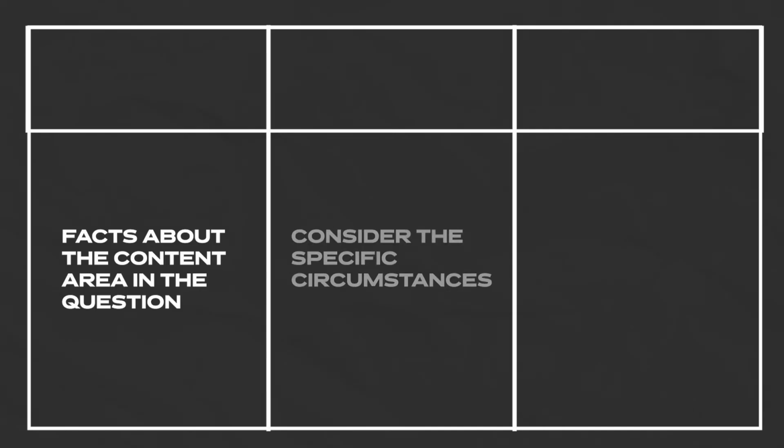The second column is to consider the specific circumstances of the question. And how does that circumstance or situation affect the facts that have been given? Are some properties or features affected by the scenario? Are some of the properties or features advantaged or disadvantaged in that specific situation?